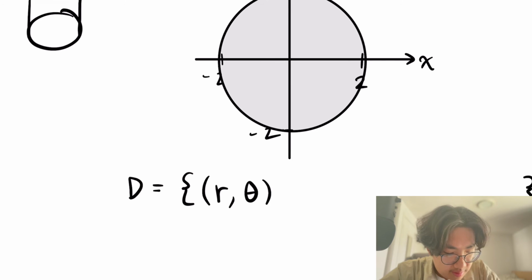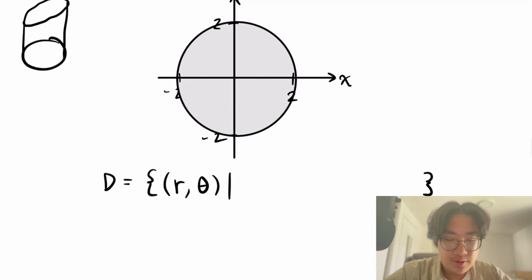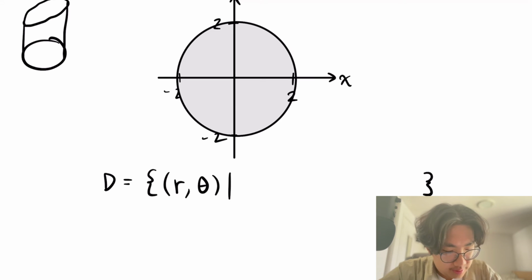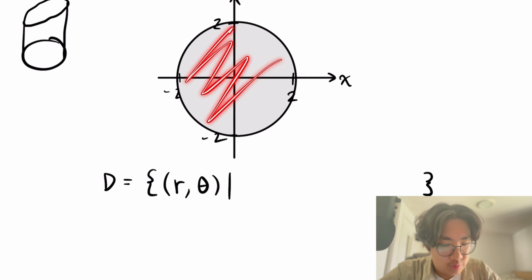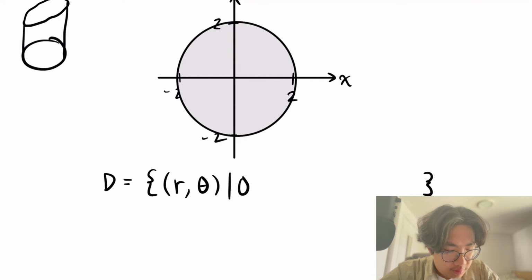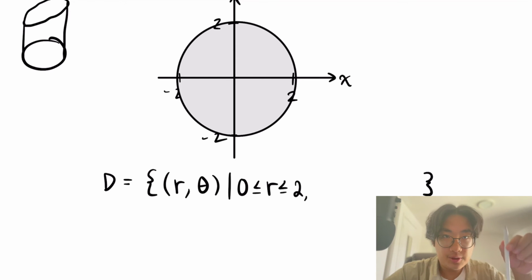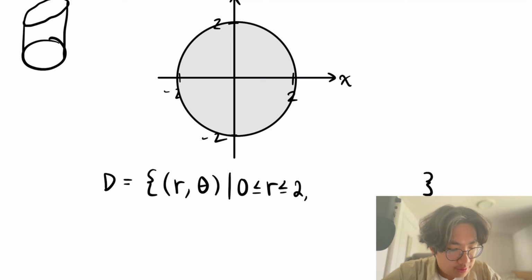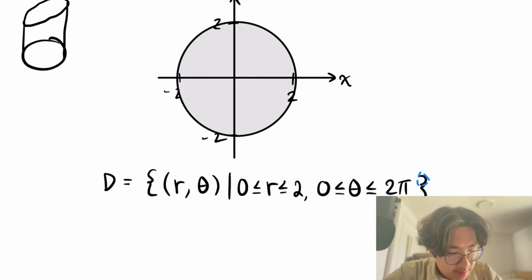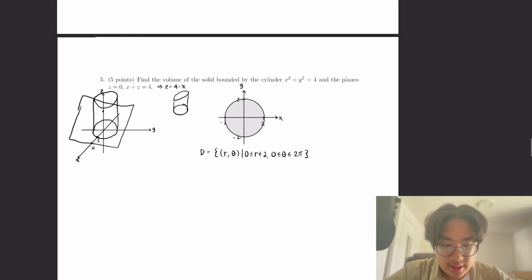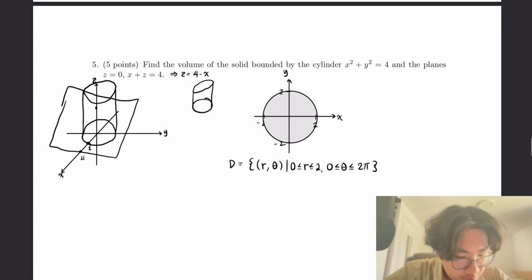R and theta, such that our radius is just between 0 and 2, because we're looking at this entire region. So r is between 0 and 2. Theta, on the other hand, is the entire circle, so of course we need 0 to 2 pi, so 0 less than or equal to theta less than or equal to 2 pi, just like that. And now we have our region. So from there we can actually find the volume.